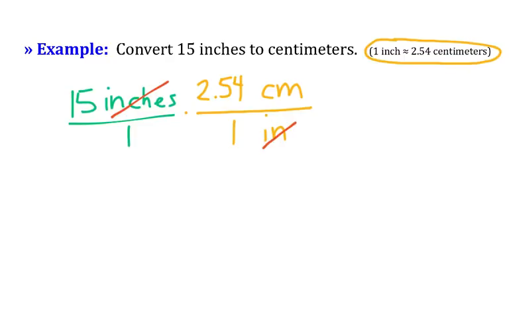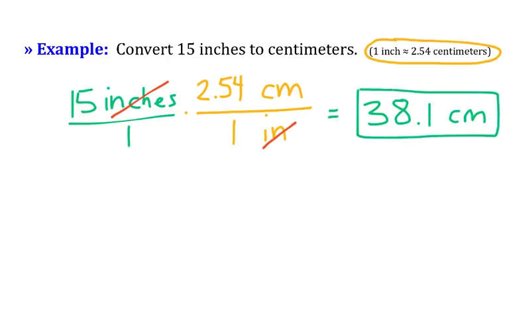And if we multiply 15 times 2.54, we'll find that we get back 38.1 centimeters. So this means 15 inches is approximately 38.1 centimeters. Since that conversion factor is an approximation, I'll just go ahead and say approximately there. And then let's go ahead and try out some temperature conversions.